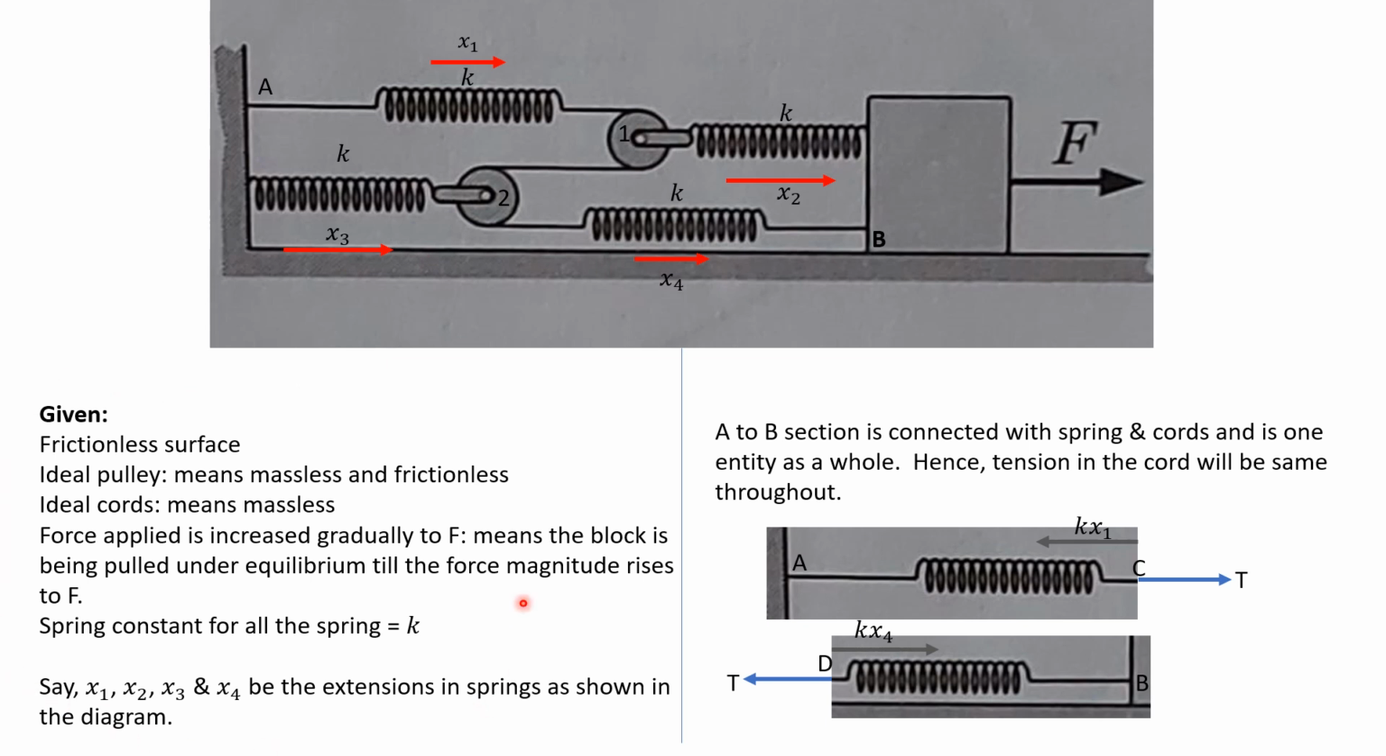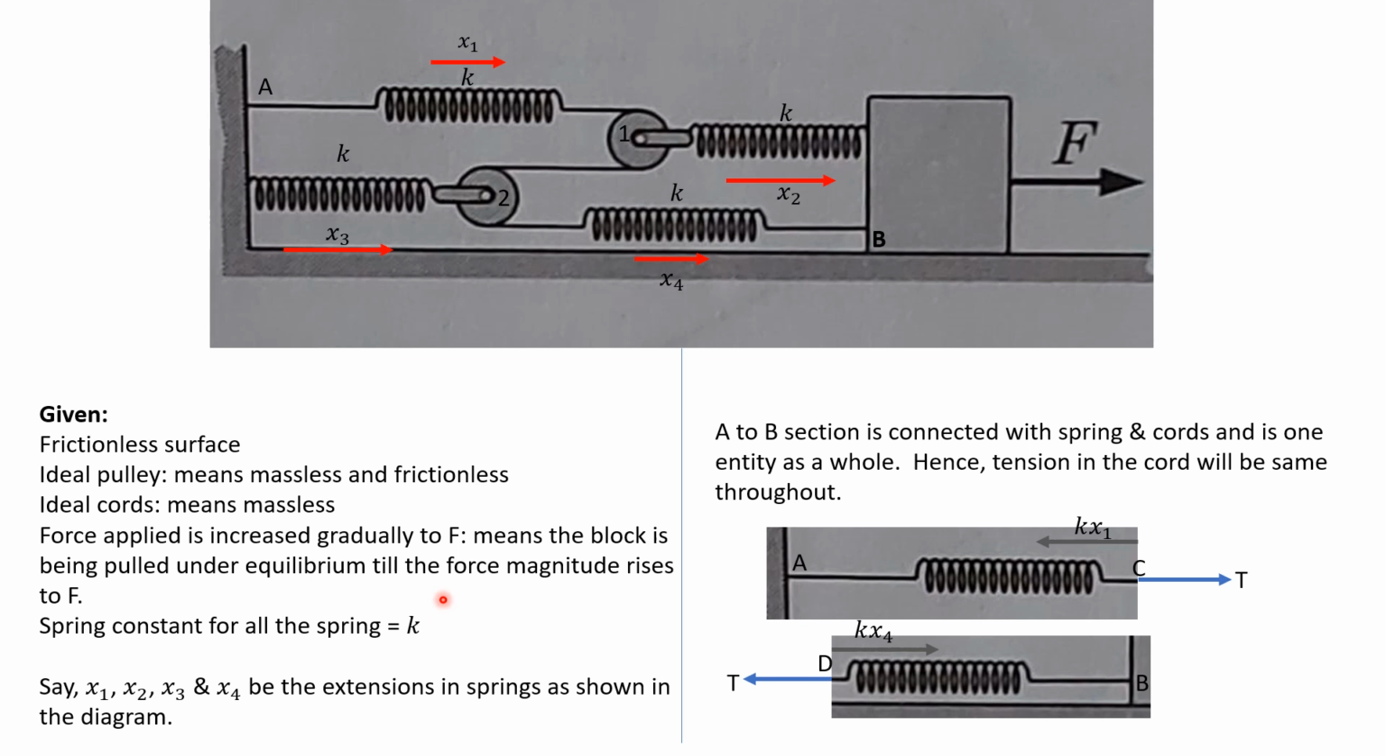Here I have given the write-up. In the write-up it is given that frictionless surface as per the question. Ideal pulley means massless and frictionless. Ideal cords means massless and inextensible. So you should also write inextensible. Force applied is increased gradually to F, means the block is being pulled under equilibrium till that force magnitude rises to F. Spring constant for each of the spring is K.